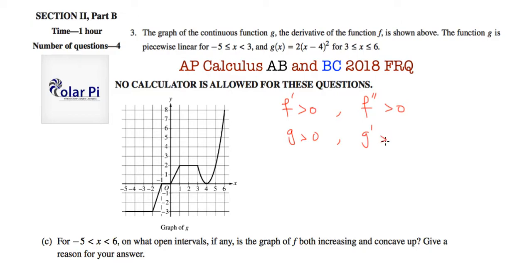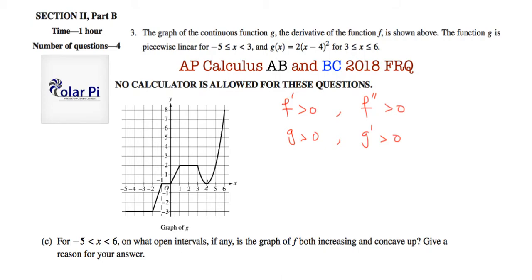G prime is greater than 0, meaning where is the slope of this graph positive, right? First, let's figure out where g itself is positive. Clearly negative in this part, 0 in this part. So g is greater than 0 only on this portion, right? And that's for x values greater than 0, right?